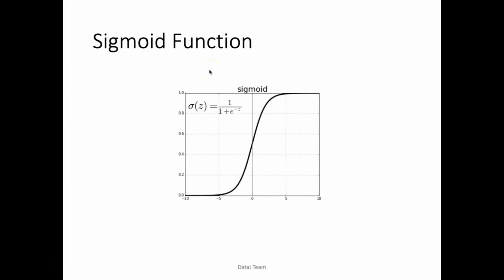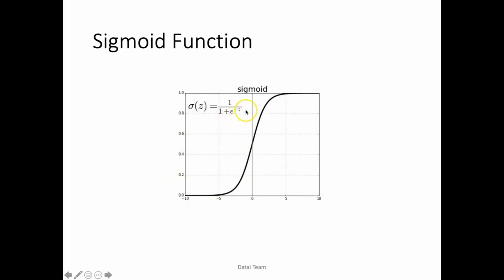Now let's look into sigmoid functions. As you can see here, we have an example of a sigmoid function. We have 1 over 1 plus e to the negative z, and as z approaches infinity, you can see that it is reaching 1, and as z approaches negative infinity, it is approaching 0.